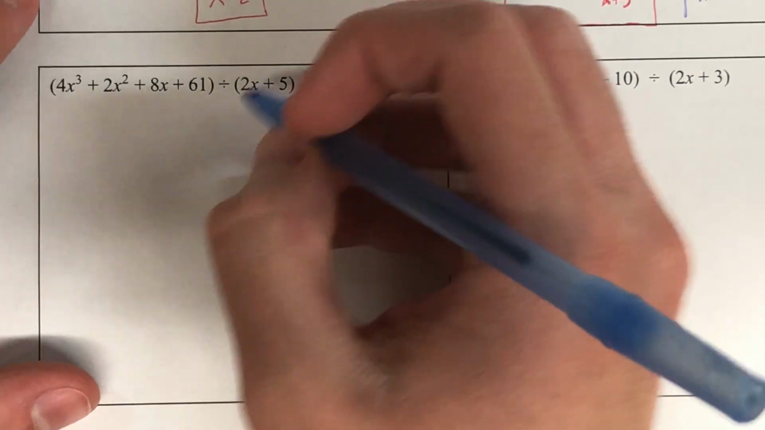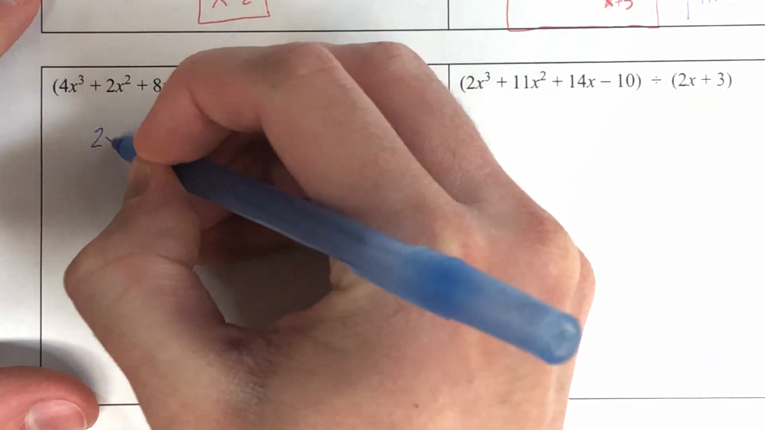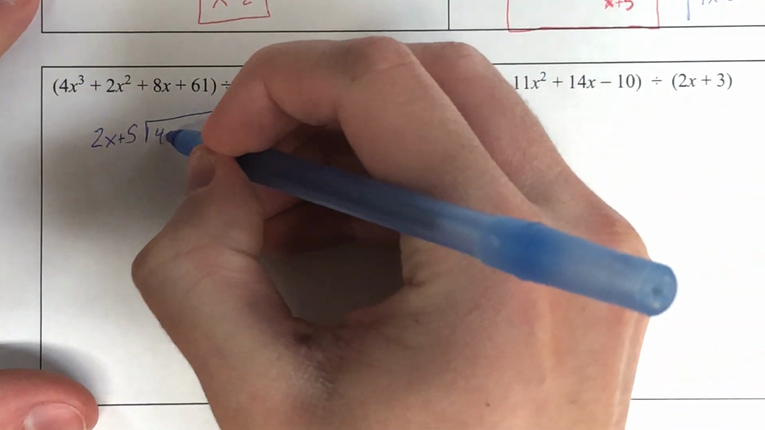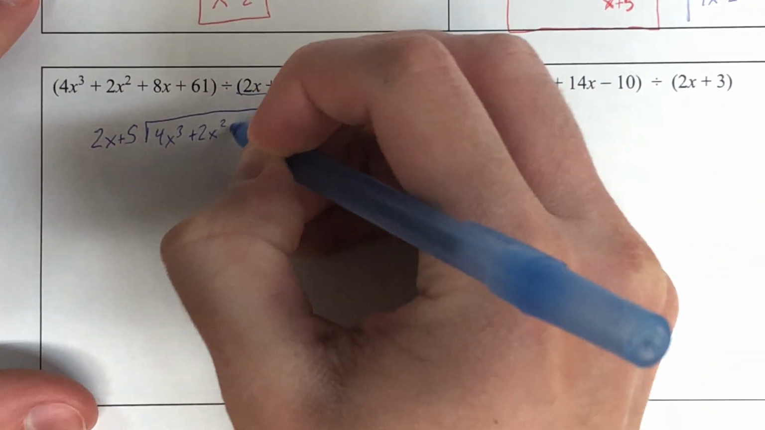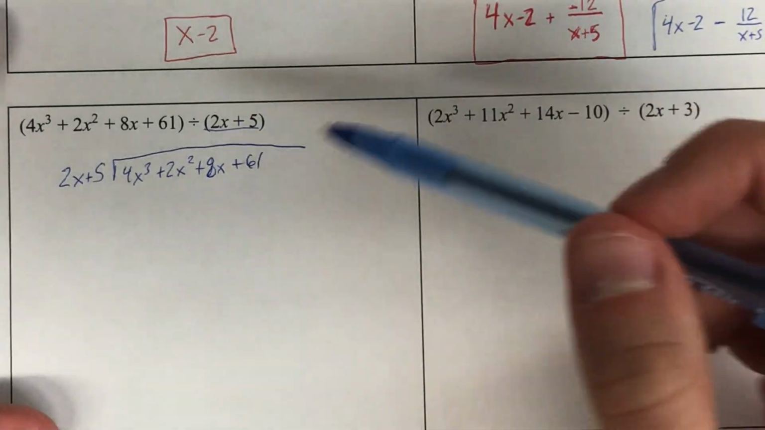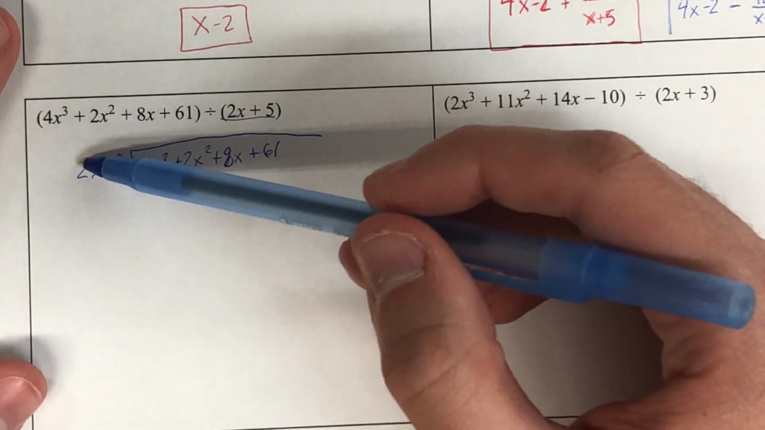So we set up our problem. 2x plus 5 is what we're dividing by, so that goes on the outside. And the inside is 4x cubed plus 2x squared plus 8x plus 61. So a little bit bigger this time. We start with our first terms, 2x and 4x cubed.